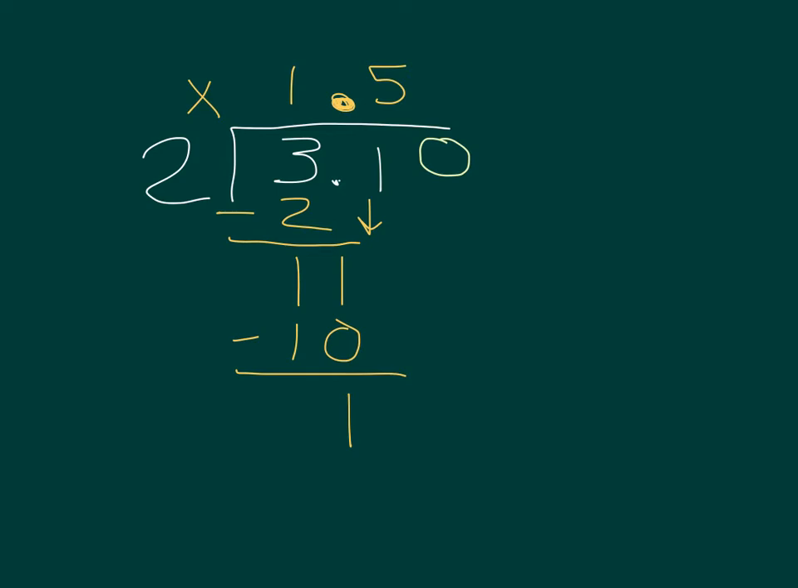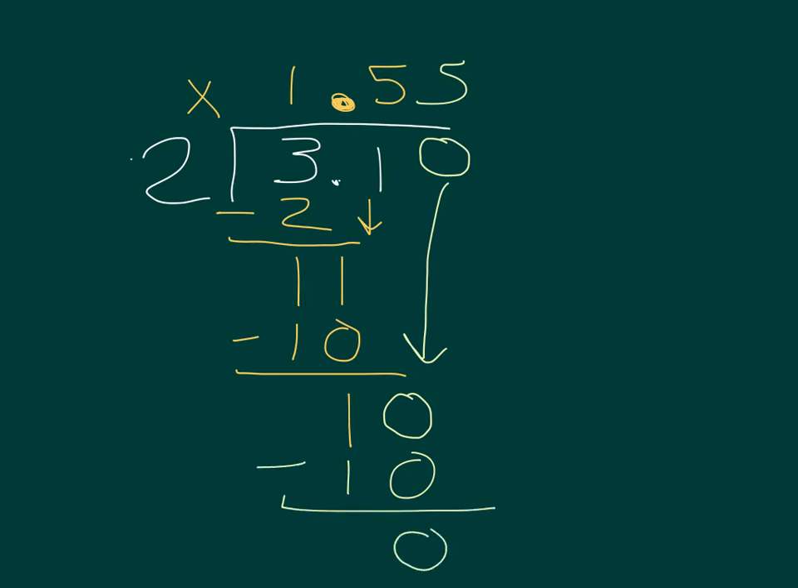By following that rule, I now can bring down this 0 next to my 1, making it a 10. And I start the process over. 2 times what can get me 10? Well, I know 2 times 5 equals 10, and I'm left with 0. Look, there's no remainder, but yet I actually have a real number here. So I know that 2 can go into 3 and 1/10, 1 and 55/100 times. Pretty cool.